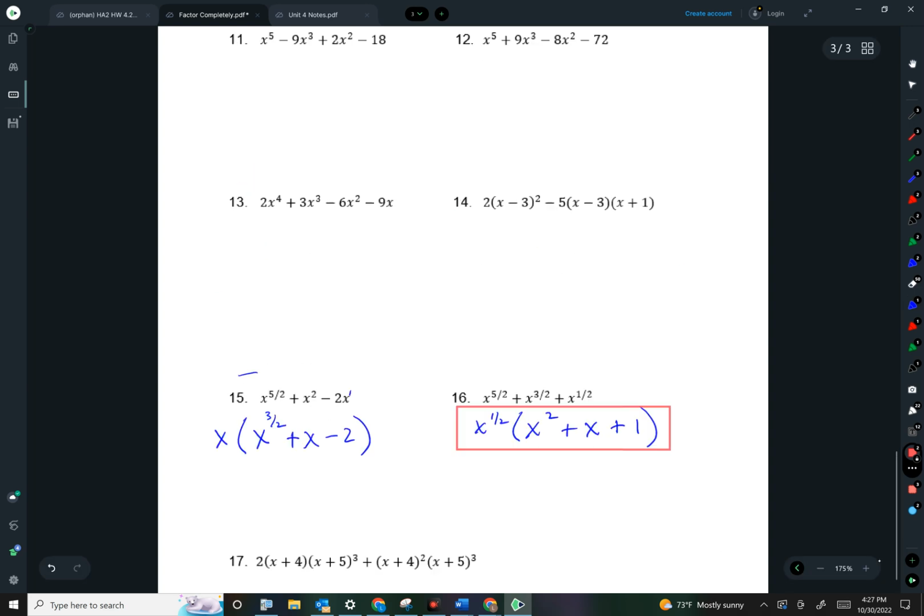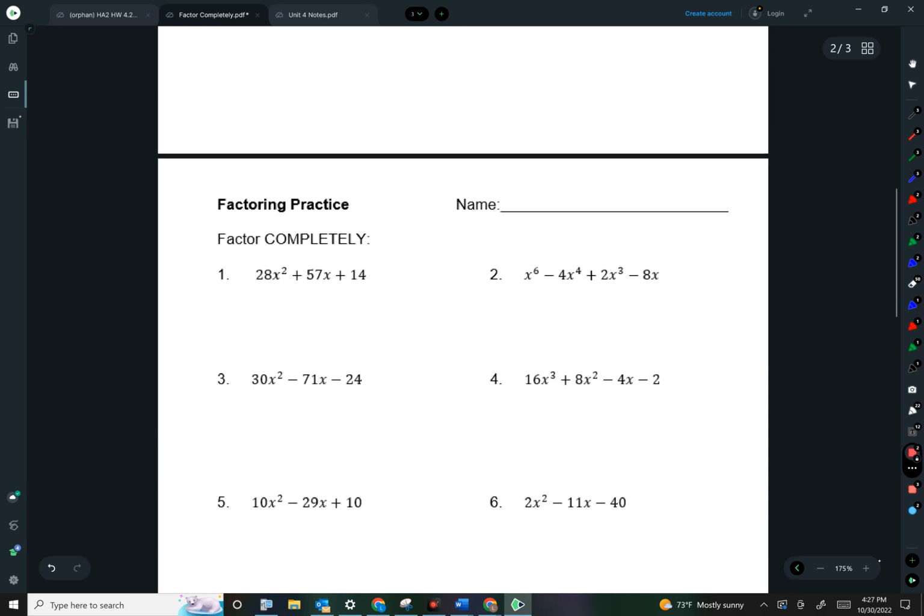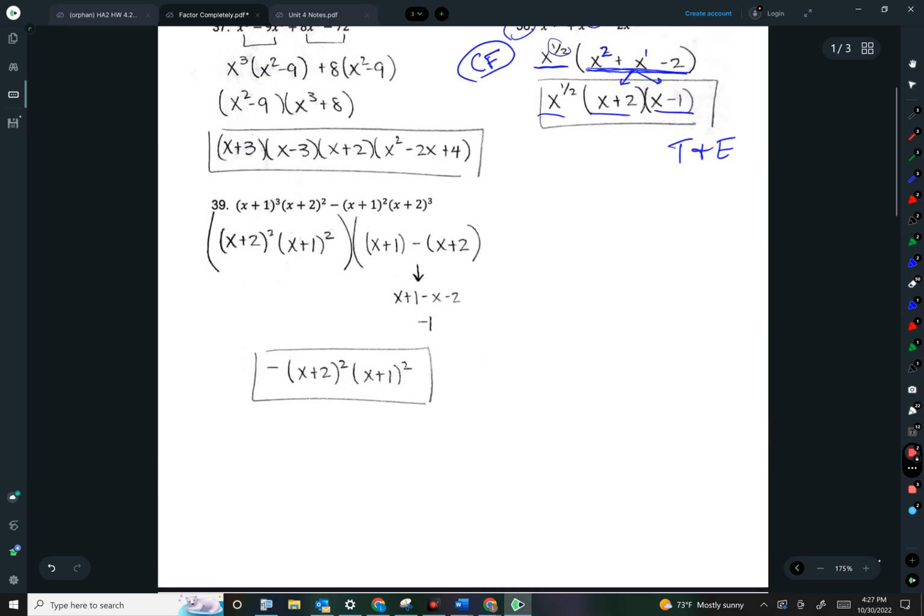Now I want to go back up to that homework page, your previous homework, and look at number 39. This is another one that people tend to ask about. When I look at 39, there are two big, ugly terms. And I hope what you noticed is this is our common factor. This is what we took out as a common factor. Each term had an x plus 1. The first term had 3 of them. The second term had 2 of them. So we could take out x plus 1 squared.